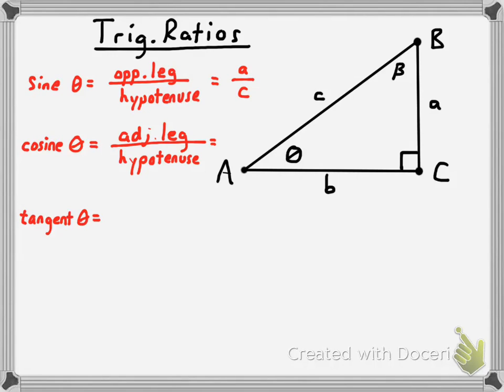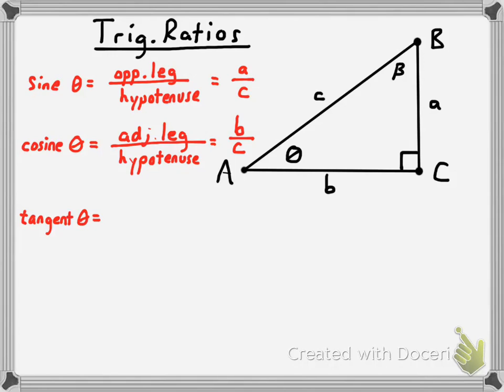All right, now when we're finding the cosine of theta, there's theta. There are two sides of the triangle that are adjacent to or touching that angle, this side AB and this side AC. However, only one of those is a leg of the triangle, and that's the side AC, which I also labeled as B. So the cosine of theta is going to be B over C.